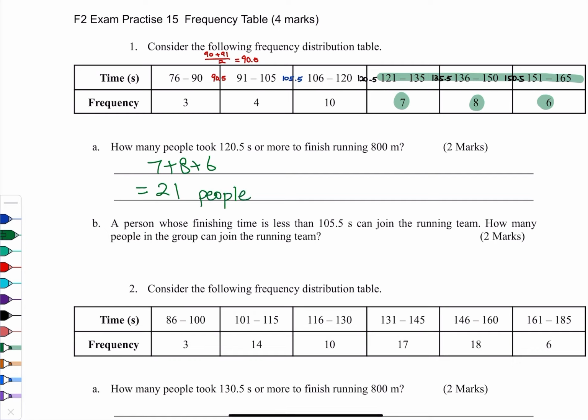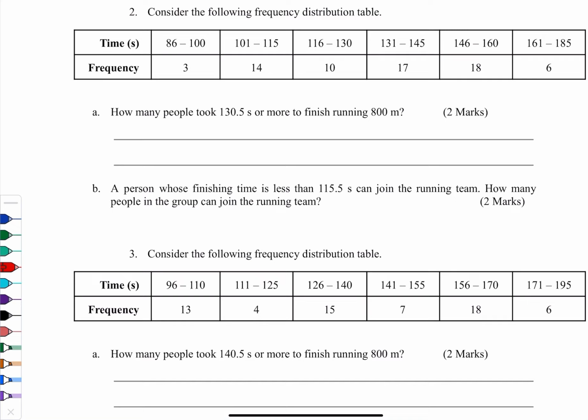Easy. And then now next thing, those whose finish time is less than this can join the running team. So how many people can join the running team? I need to be less than this. So this is here. How many people less than this? So this side. So I will have 3 plus 4, which is 7 people. Easy. So let's continue.